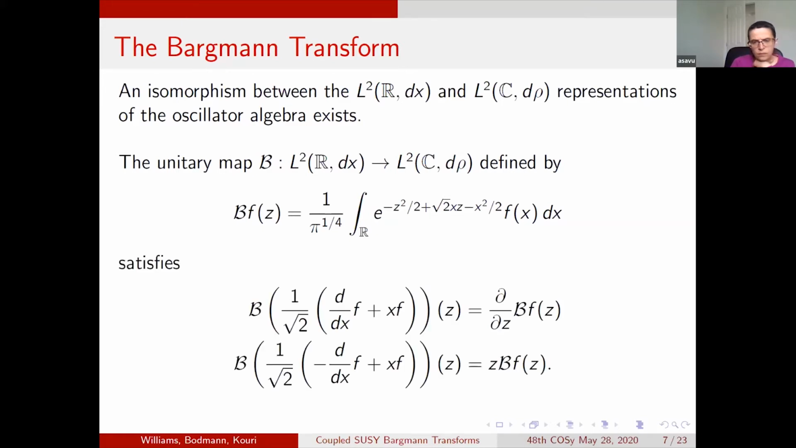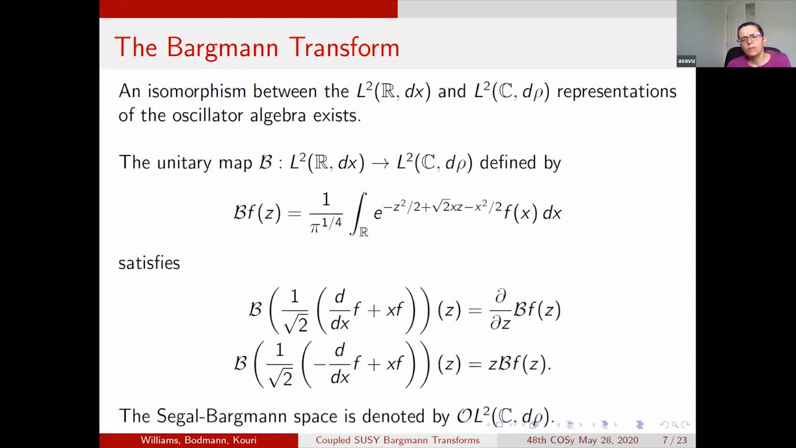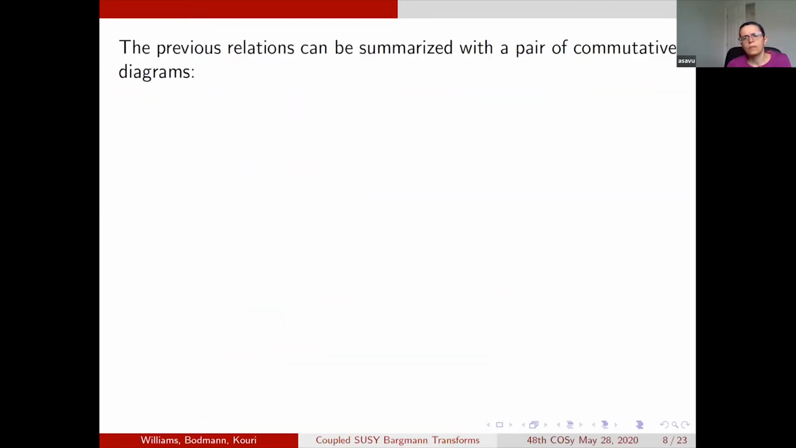And this operator satisfies that B of the annihilation operator in X is the annihilation operator in the Bargmann space, and then B of the creation operator in X in R space ended up being the creation operator in the Bargmann space. And I denote the Siegel-Bargmann space as OL2. This is just holomorphic functions on L2 with respect to this measure. These two relations can actually be summarized with the following commutative diagram.